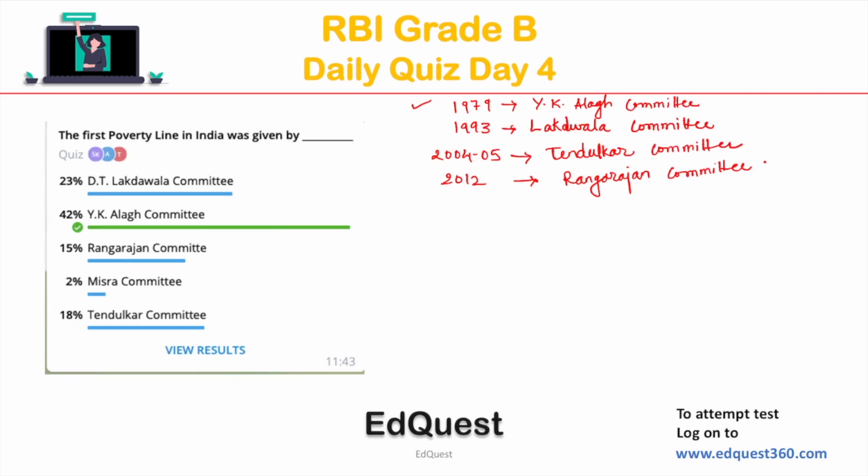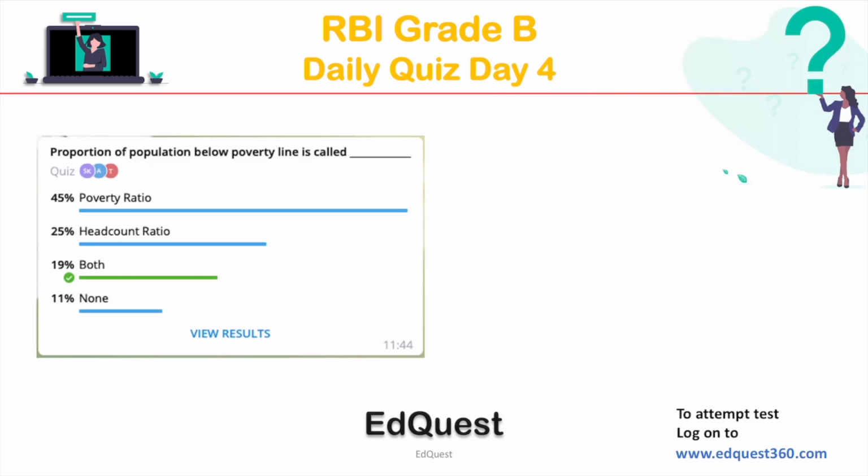Alagh. Okay. So coming to the second question. Proportion of poor below the poverty line is... So the proportion of people below the poverty line is also called the poverty ratio or head count ratio. Both are the same. It is the ratio of the number of people in any given age group whose income falls below the poverty line. So the proportion of BPL people can be said to be the poverty ratio.